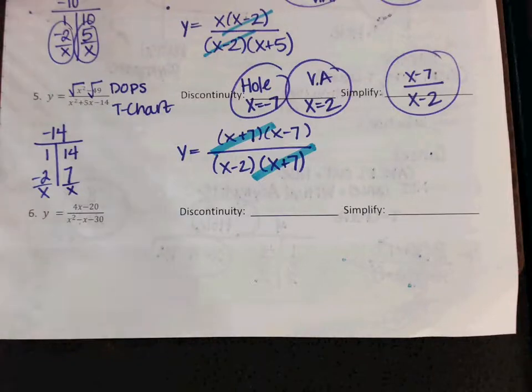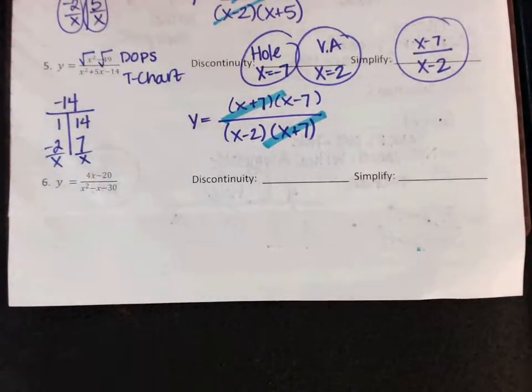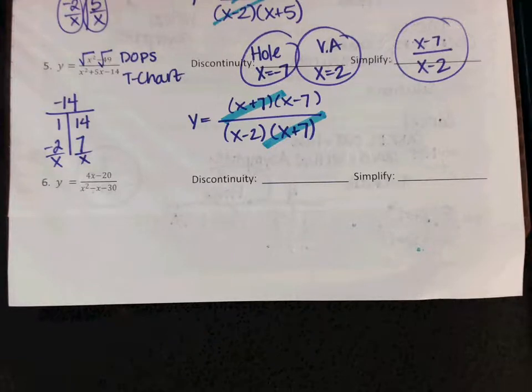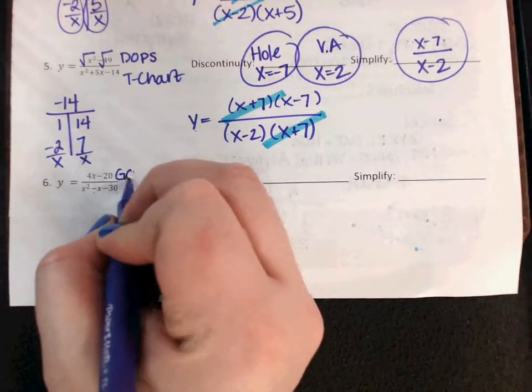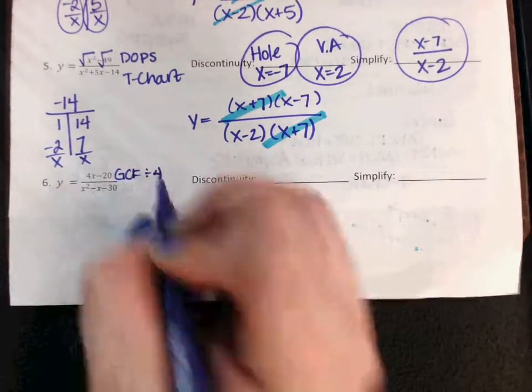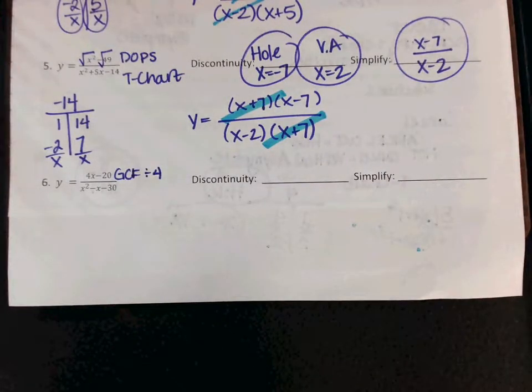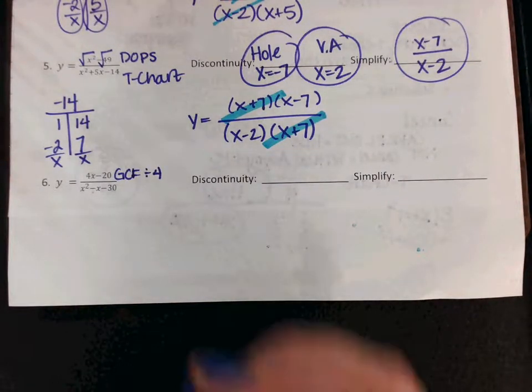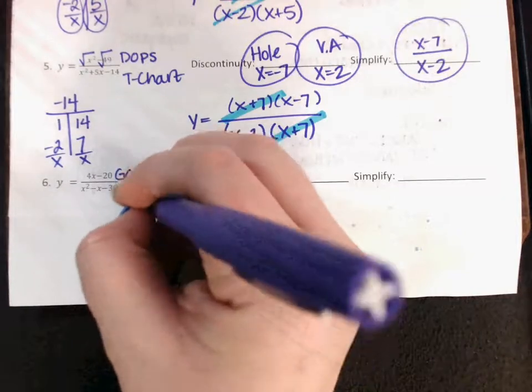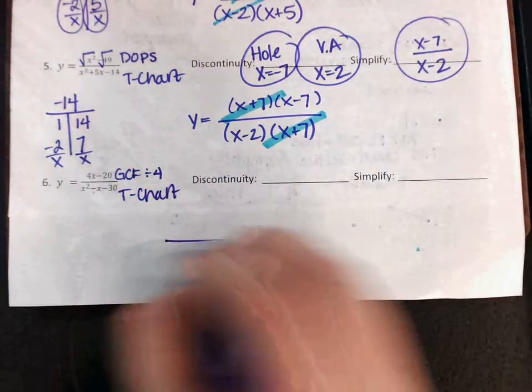Okay, take a look at number 6. We got to factor the top and the bottom. What method is the top? GCF. What can they both divide by? Okay, I'm going to put GCF divide by 4. And then on the bottom, what method are we using? T-chart. Good. And it's just those same 3 methods over and over again.